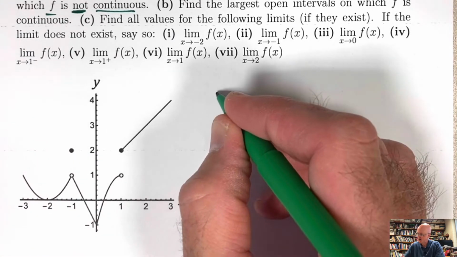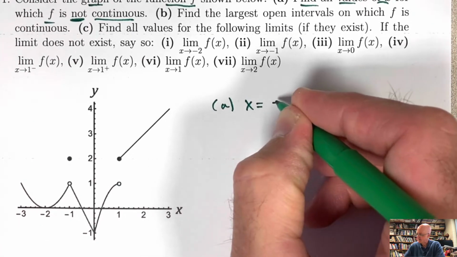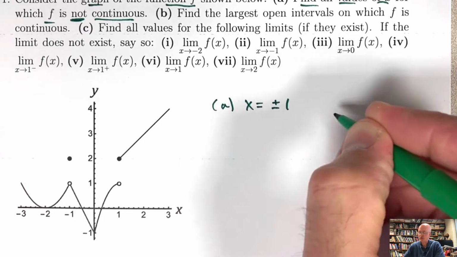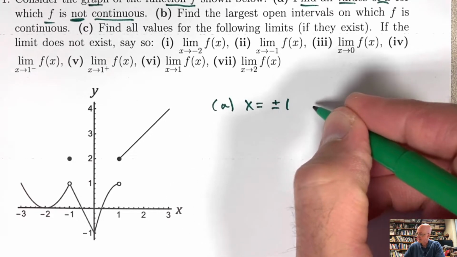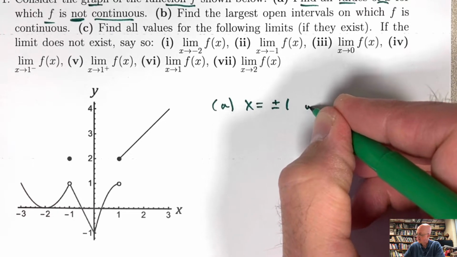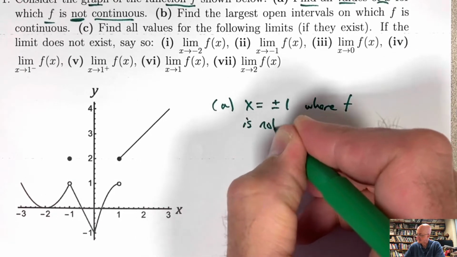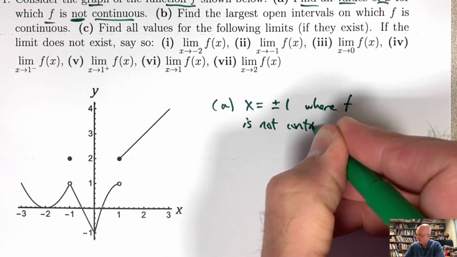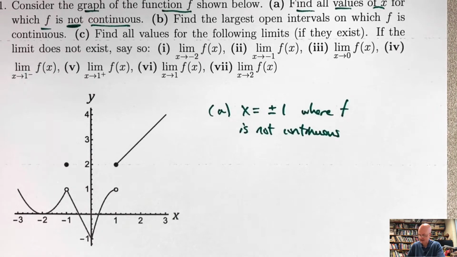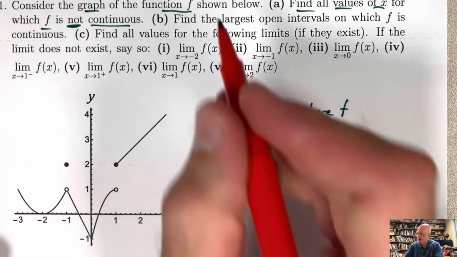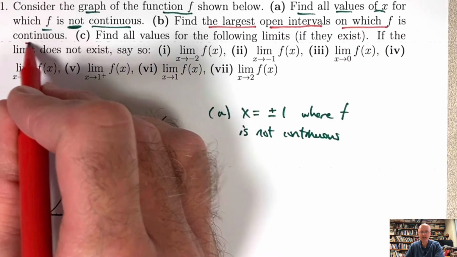So the answer to part A is that x equals -1 and x equals +1 are the two values of x for which f is not continuous. That's the answer for part A. This is where f is not continuous. So evidently, that means it's continuous everywhere else. And part B says to find the largest open intervals on which f is continuous.